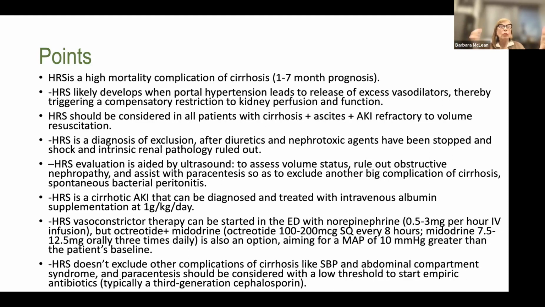Our role is to say, look, patient's got cirrhosis, ascites, and acute kidney injury. Is it possible this is HRS? And it is always a diagnosis of exclusion, which is really, really important for us to remember, a diagnosis of exclusion. So it's aided by ultrasound, you look at volume status, you look at obstructive nephropathy, and it can assist you with paracentesis. Very, very important to remember. Vasopressors and albumin.